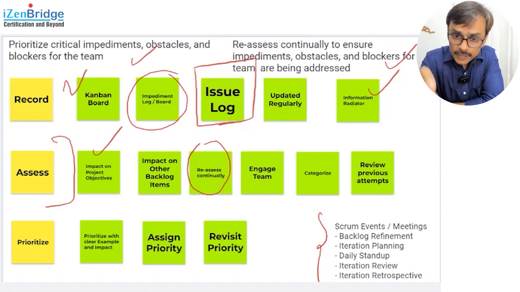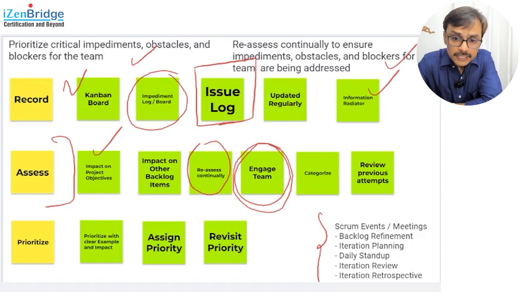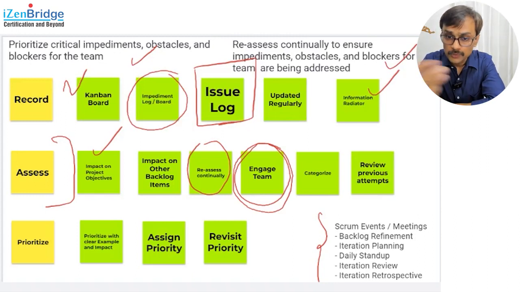Another important point from an exam perspective: don't think of doing the whole assessment alone. Whenever you get an option that you need to involve the team, it's a great idea, because the basic assumption we take is that the team is more capable of understanding what the impacts are. The product owner may understand the business value impact, the technical team may understand the technical impacts. So I need to bring them on board rather than I as a project manager just prioritizing impediments. I need to ask them which one out of these is impacting you the most. I may ask cross questions to them, but their opinion matters a lot.